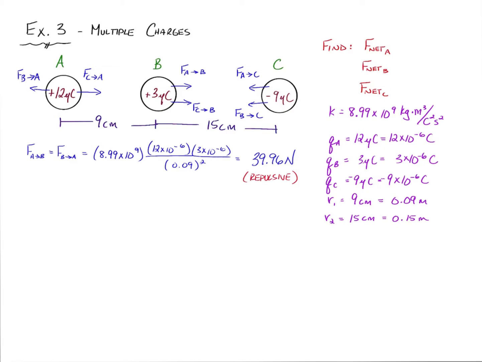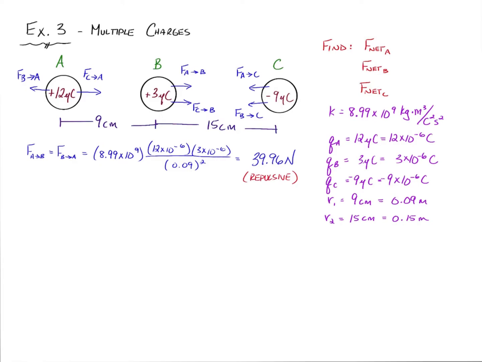So anyway, K value in, the charges in, 12 and 3 times 10 to the negative 6 respectively, and charges A and B are 9 centimeters or 0.09 meters apart. So I'm going to square that. I'm going to plug all that into my calculator, and you should get 39.96. It's a positive value. So I would suggest you get in the habit of writing the word attractive or repulsive instead of a positive or negative. So this is a repulsive 39.96 Newton force between A and B.